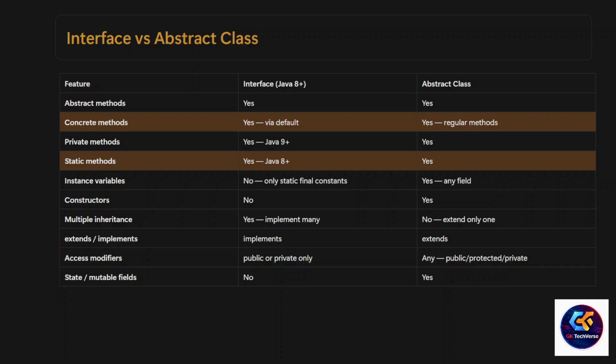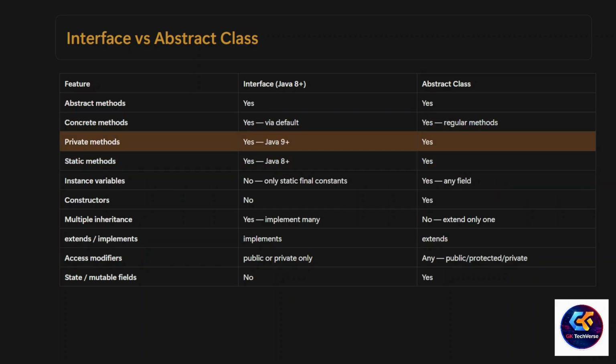Focus only on what truly matters. First, look at these two rows: concrete methods and static methods. Both interface and abstract class support them now. So the old statement, "interface has no implementation," is no longer true.